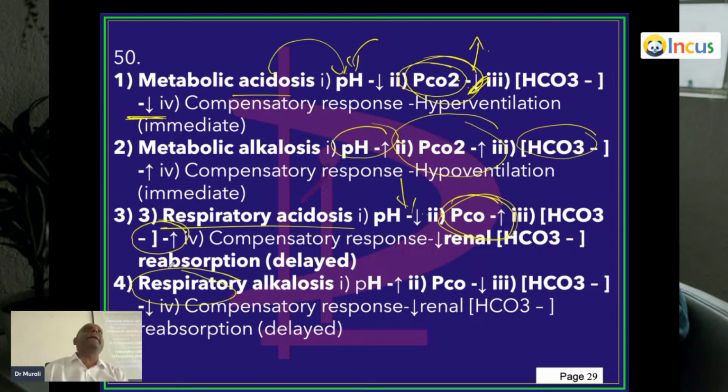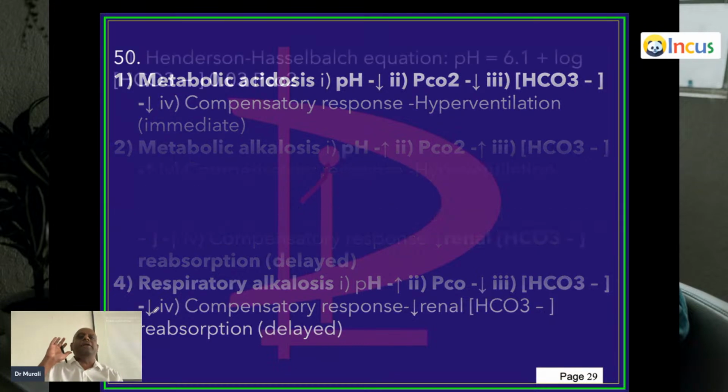Then comes respiratory alkalosis. Alkalosis, so pH is high. Primary mechanism is respiratory, due to hyperventilation. That's the reason PCO2 is decreased, compensated with loss of bicarb into urine leading to bicarb levels falling down. But this much is all that you need to know.